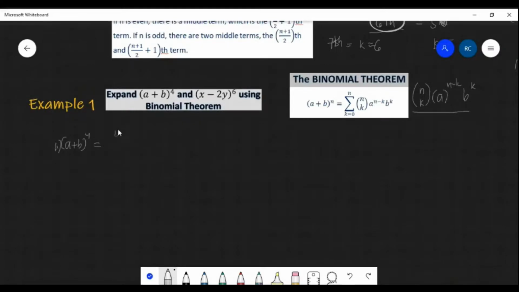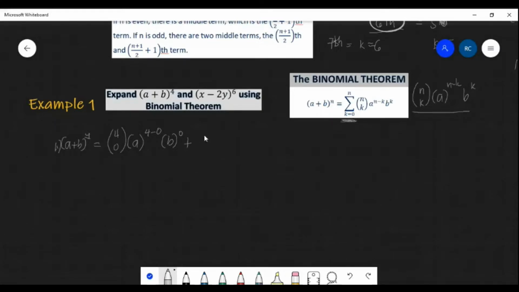So ito yung 4 combine 0. Take note guys. We start with 0. And then a raised to, from the formula, n minus k. Yung n natin yung 4. So 4 minus 0. Okay? Siyempre yung k starts sa 0, times b raised to 0. Kaya, from the formula, k is equal to 0.